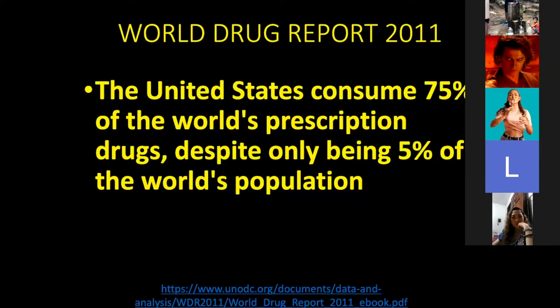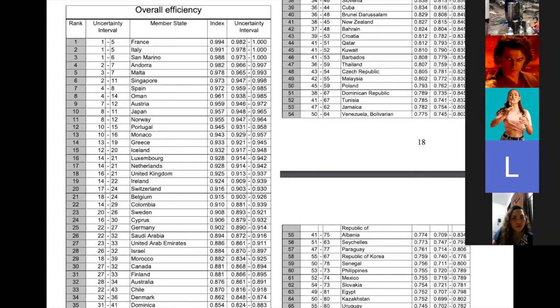And it said the United States consumes 75% of the world's prescription drugs, despite being only 5% of the world's population. So if drugs were the answer, the United States should be the healthiest country in the world, right? Consuming 75% of the drugs, much more than any other country in the world. But are they the healthiest? Well, let's take a look, right?